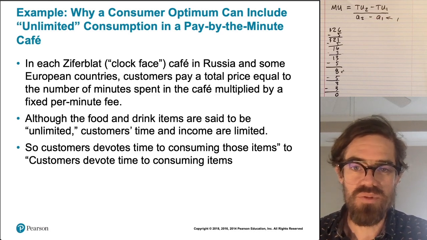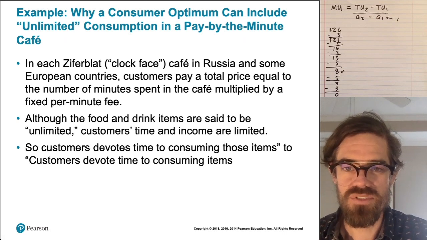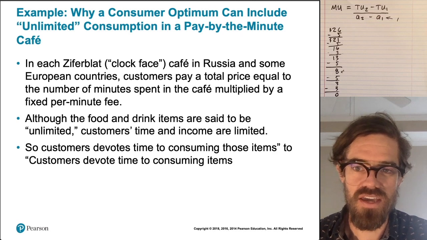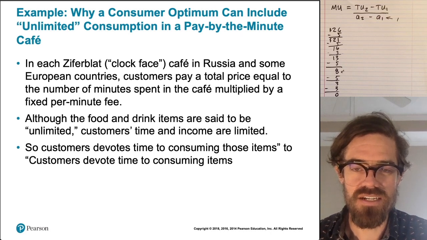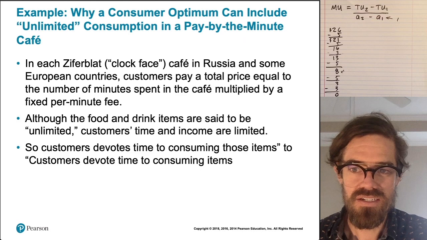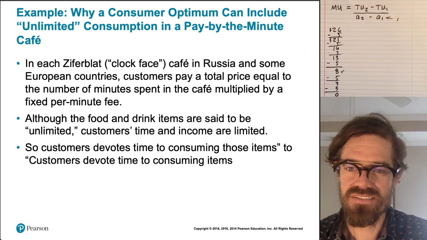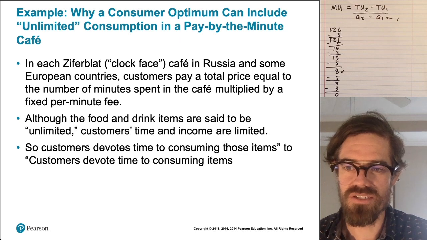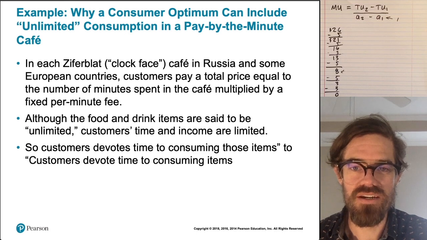Now, when people enter these cafes, they get unlimited food and drink. So it's basically kind of like an all-you-can-eat buffet. So although these are unlimited, the customer's time as well as their income are limited, right? So consumers will devote time to consuming those items. What does that say? It says consumers devote time to consuming those items, but it repeats itself. That must be a typo. Anyway, so hopefully you get the point here, right?